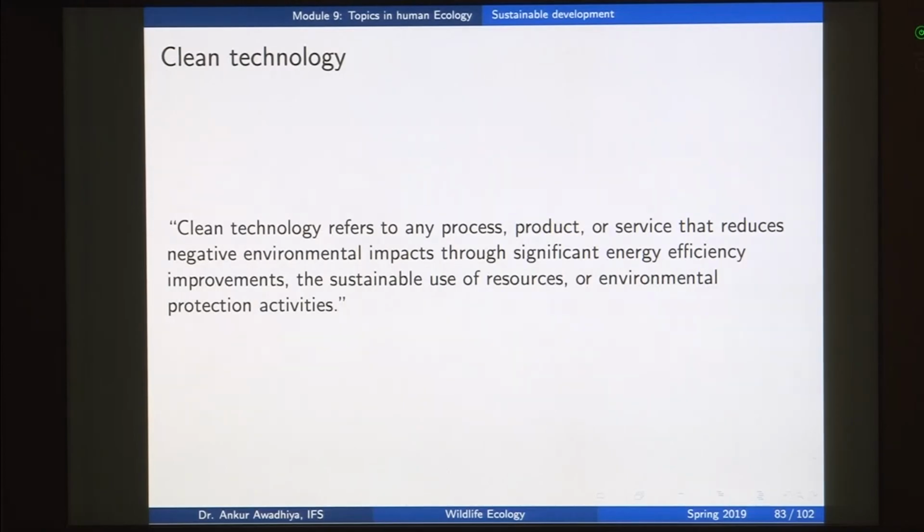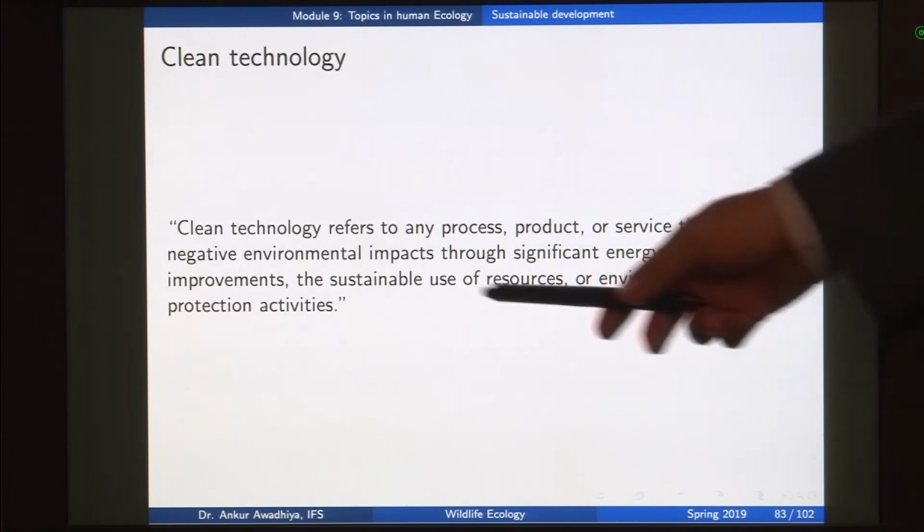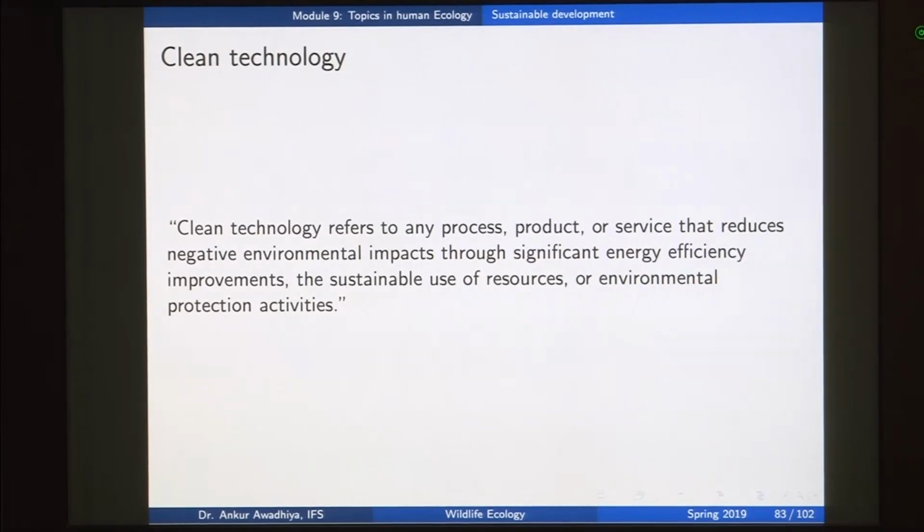So, sustainable use of resources, such as if you are having say petroleum and you are using it for making something and you are able to increase the efficiency. From say 1 liter of petroleum, you were earlier able to make 300 grams of plastic. Now, in place of 300 grams, you are able to make say 400 grams of plastic. So, that will be a more sustainable use of resources because of an increase in efficiency. Or environmental protection services such as wastewater treatment or effluent treatment and so on.